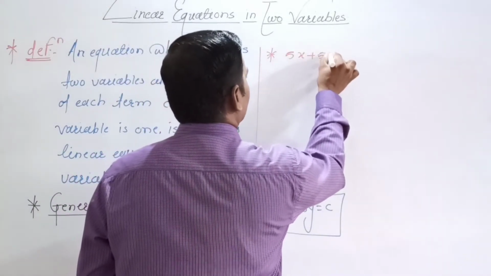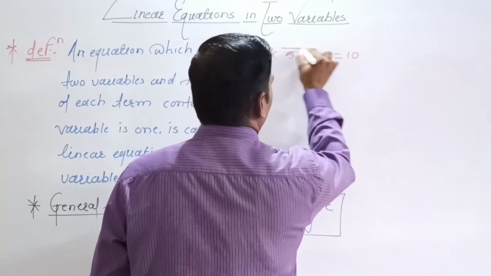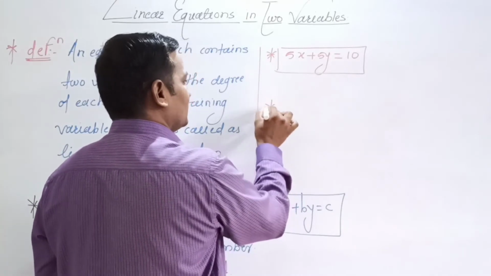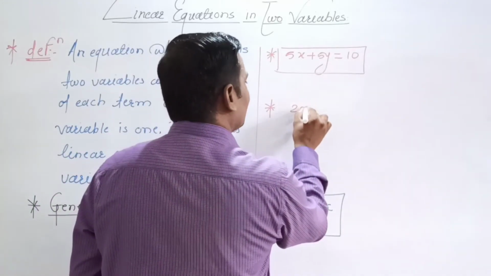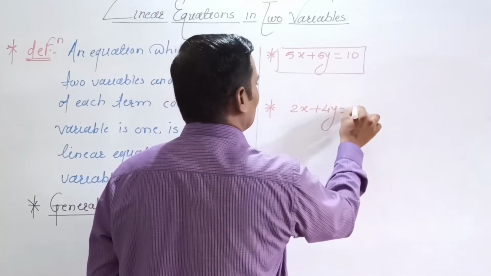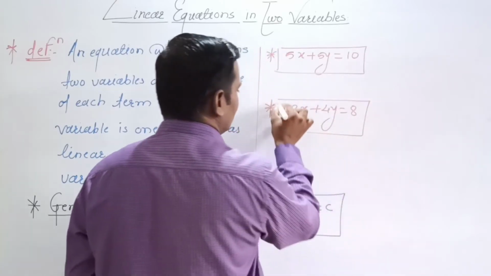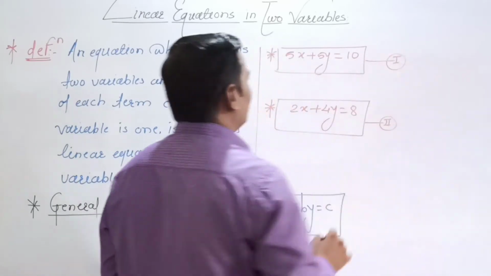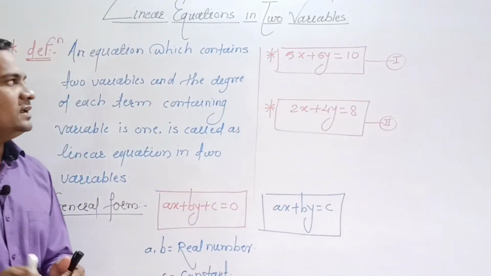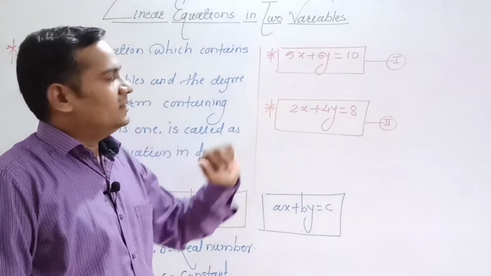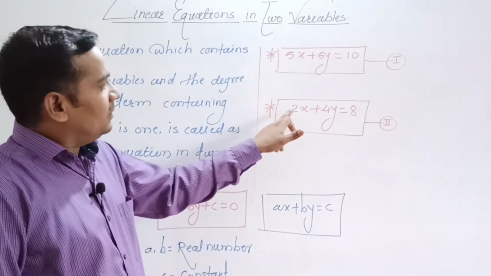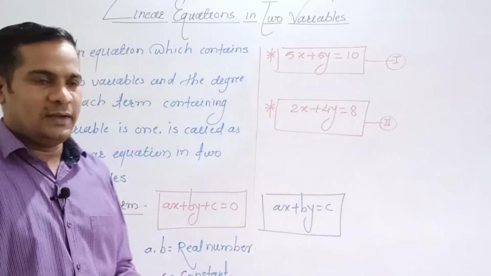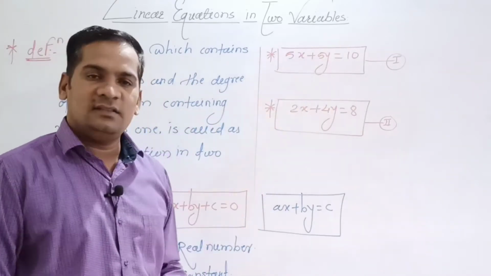Now, for example, look at this example over here: 5x plus 5y is equal to 10. And one more equation: 2x plus 4y is equal to 8. This is equation number two, and this one is number 1. Look at both equations in which x and y are the variables, and the 5 here and 5 again here are the coefficients of the variables. Now 10 and 8 are the constants.